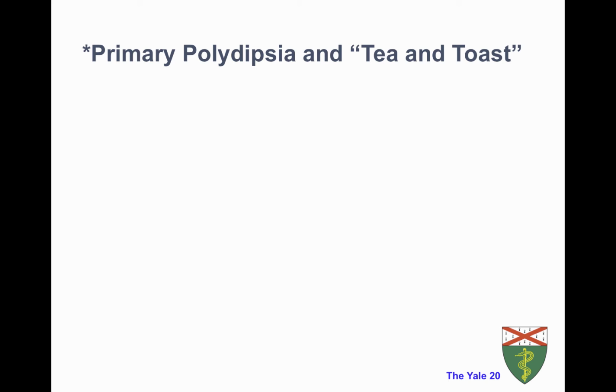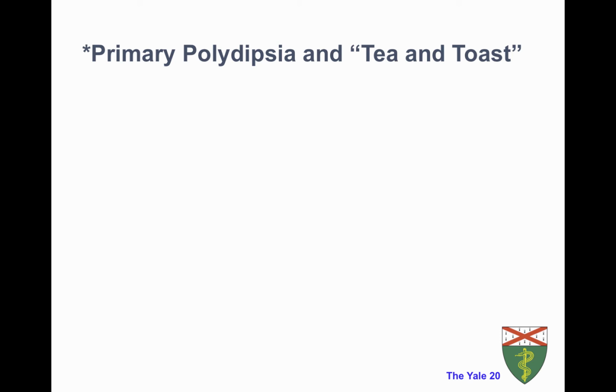Now, before wrapping up, we have to touch on primary polydipsia and the so-called tea and toast diet. I saved these for last because these are the outliers. They're the non-ADH dependent etiologies of hyponatremia, and thus don't fit neatly into the approach that's been emphasized throughout this talk, which is to ask, why is the patient unable to suppress ADH secretion? Fortunately, these are both relatively uncommon and are definitely the exception and not the rule.